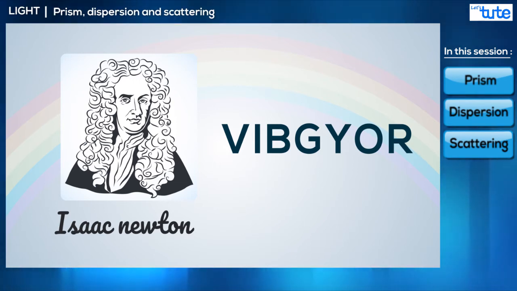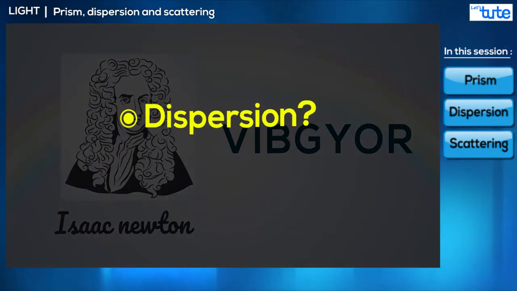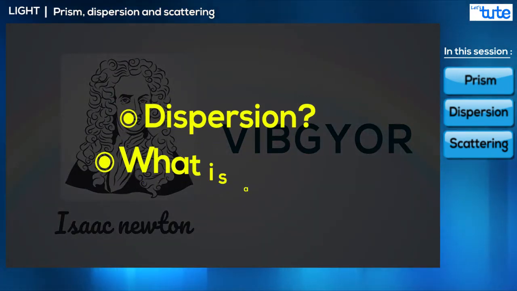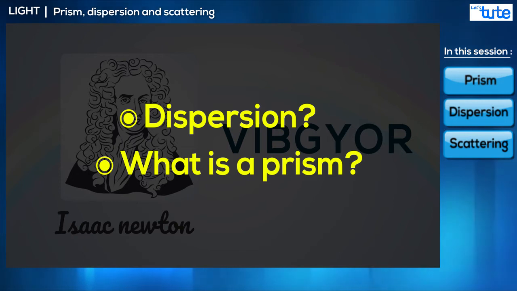Wait, but how did Newton discover all of this? What is that dispersion thing I was talking about? And what is a prism? Well, one at a time.